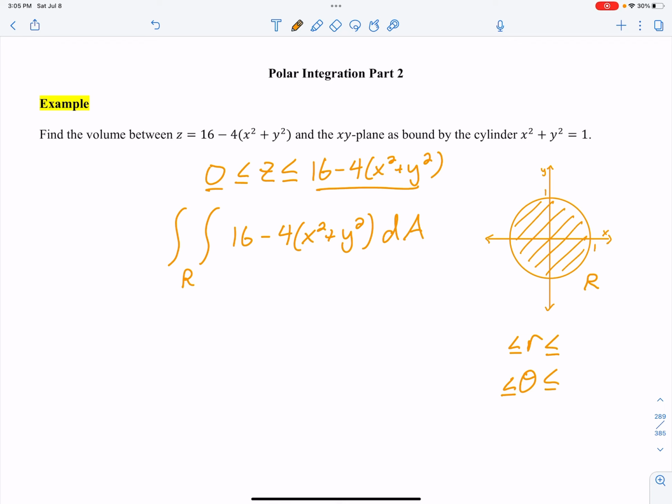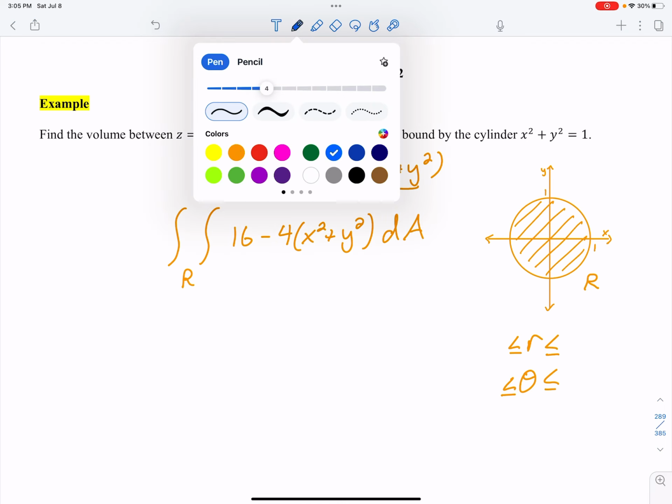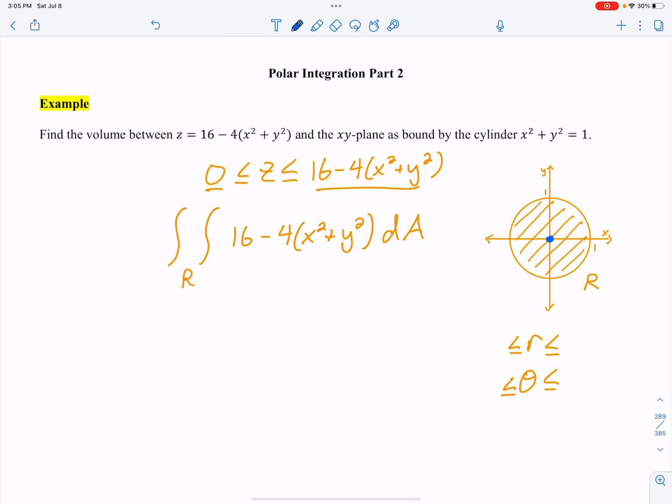Well, for r, we just start in the region, or at 0, 0. And if it's in the region, we count that as 0. And then going out, it is going to be a constant 1. So r is between 0 and 1. We get the full circle as well, so theta is going to be 0 to 2 pi.